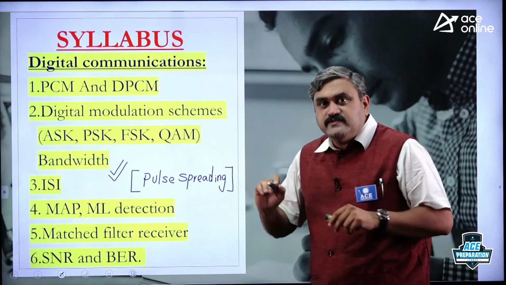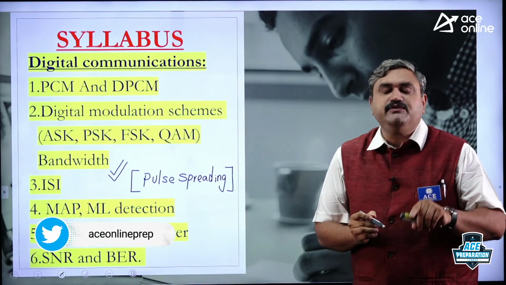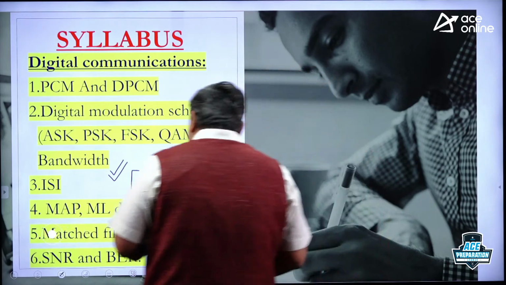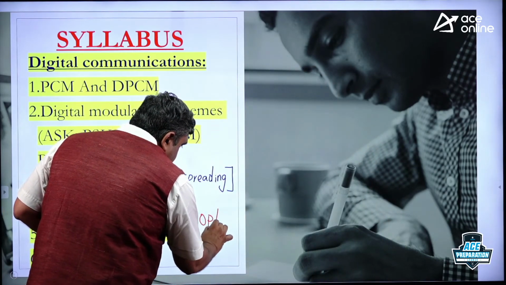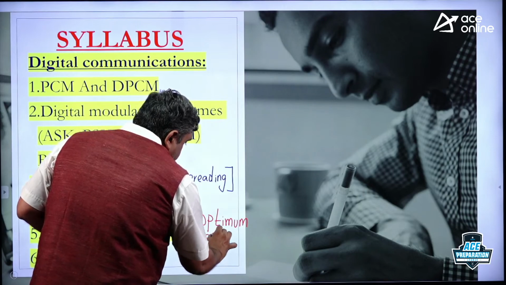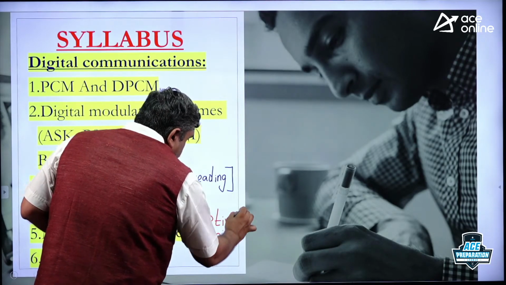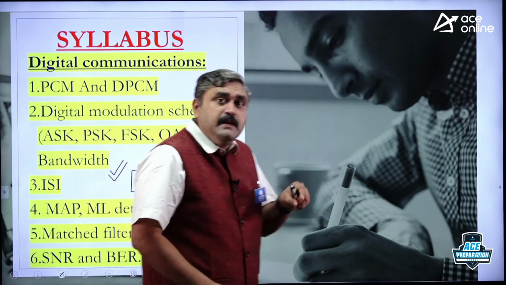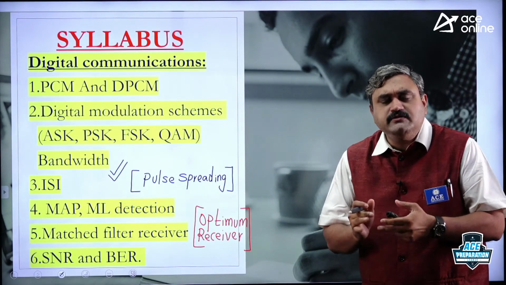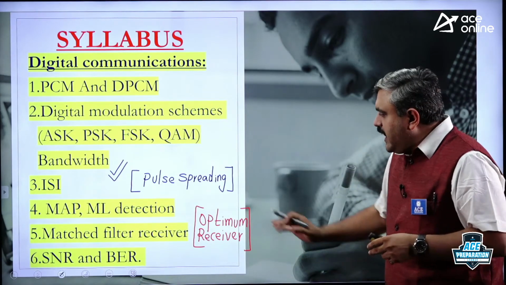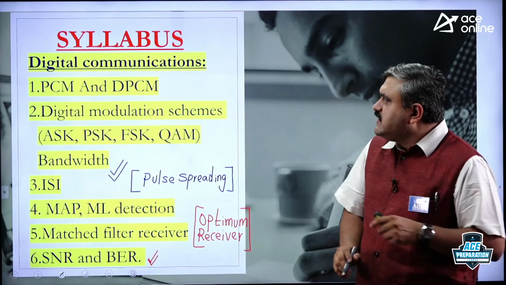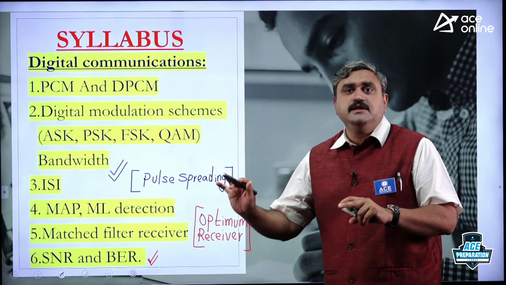Now you have two receivers, we call them correlation receivers and matched filter receivers. These are the synthesis of optimum receivers. So here we deal with optimum receivers. Optimum receivers means receivers operating with an optimized value of threshold voltage so as to minimize probability of error. So the two receivers that come under optimum receivers are the matched filter receiver and the correlation receiver. In your syllabus they did not mention the correlation receiver, but it's a continuation of matched filter receivers only, very important. And finally, calculation of signal to noise ratio and bit error rate. So these are the different areas that come under the digital communication part.